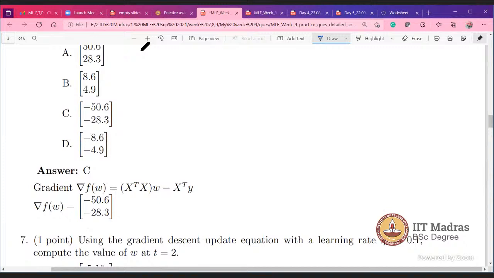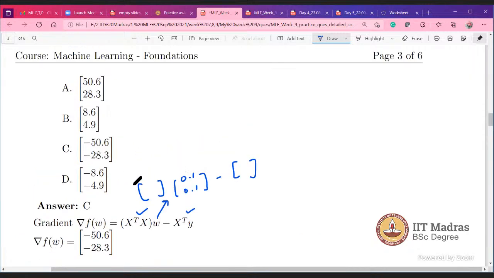So if you solve the first sum now, you will have values for this matrix multiplication and this matrix multiplication. So here W is 0.1 and 0.1. So here you have a 2 by 2 matrix and minus this 2 by 2 matrix. You can take it from the previous question. And then you can solve it to find the gradient of the function.